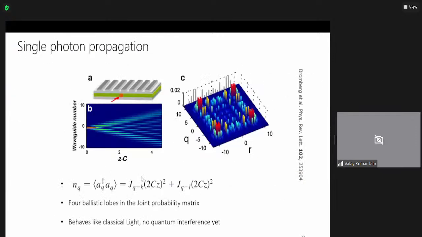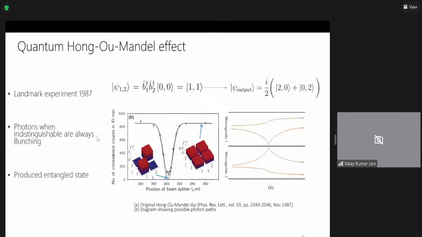Now, let's study single photon propagation. Let's first try to reproduce a well-known quantum effect, which is known as the quantum Hong-Ou-Mandel effect. It was a landmark experiment done in 1987, and what we do in the Hong-Ou-Mandel effect is that we only take two waveguides, which are very close to each other.